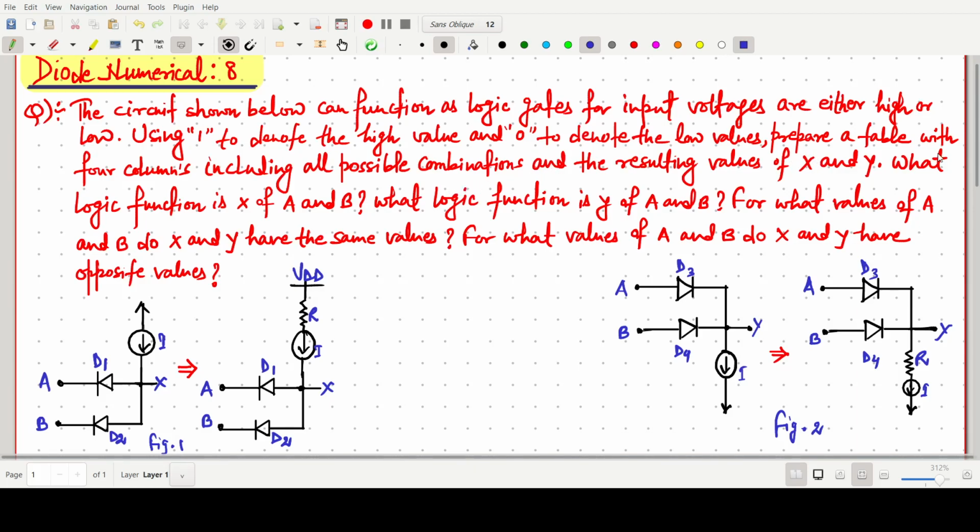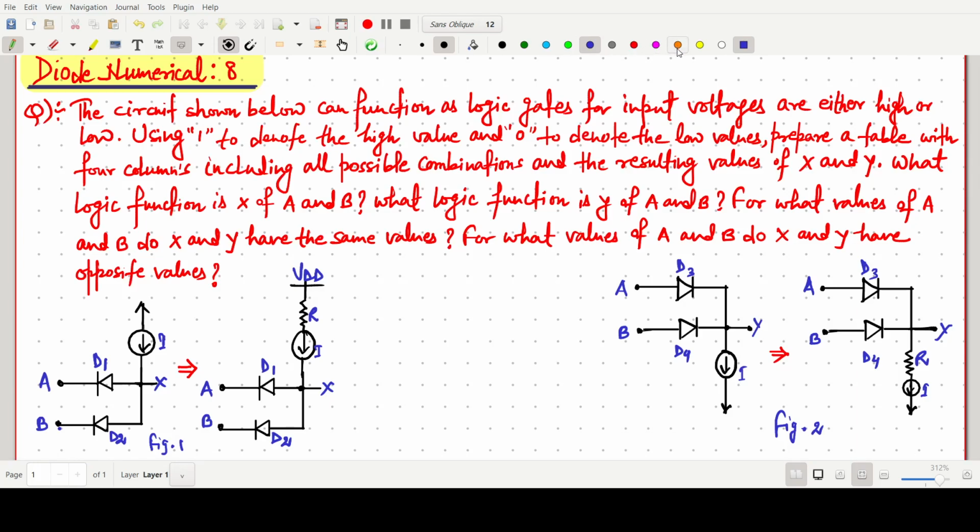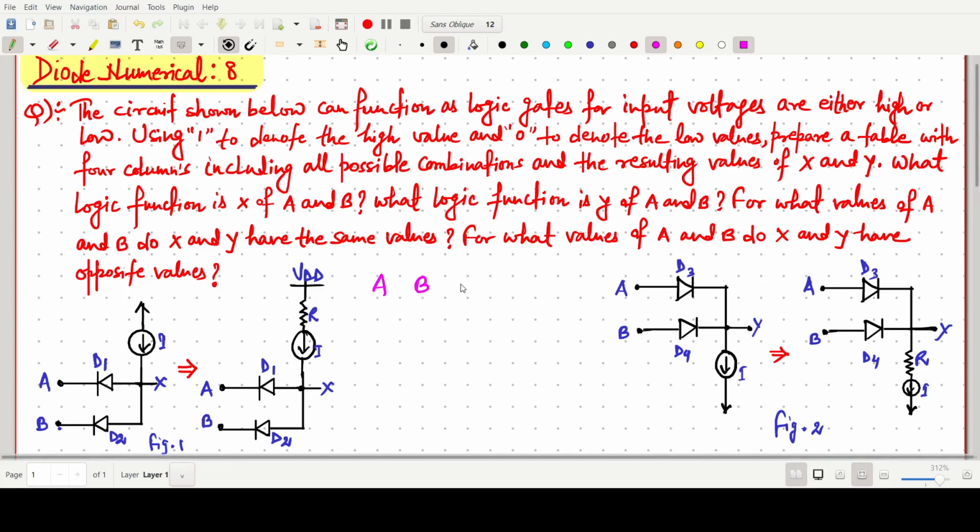Prepare a table with 4 columns including all possible combinations and the resulting values of X and Y. So there are two inputs A and B. Here is the same circuit, with A and B as inputs, and the resultant outputs are X and Y. So we have to prepare a table with 4 columns, with columns for X and Y.